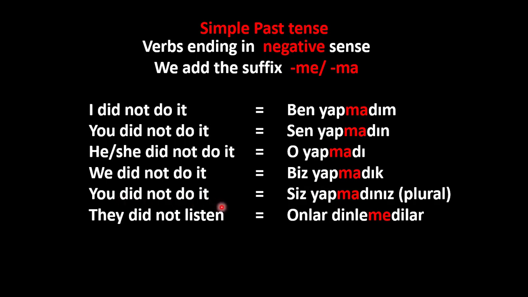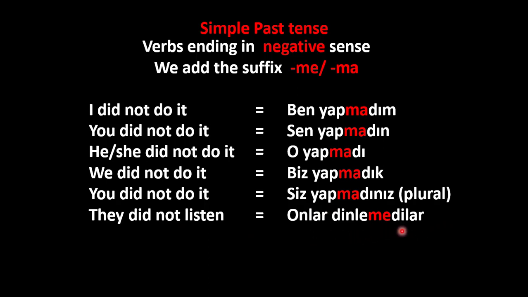You did not do it, plural sense. Siz yapmadınız. Siz, of course, is the pronoun for you, plural. Yap, the verb stem. Ma, the negative sense. D, the past tense. And ınız. So that's it. They did not listen. Here I changed the verb a little bit just for you to look at other examples. So onlar dinlemediler. Onlar dinlemediler.